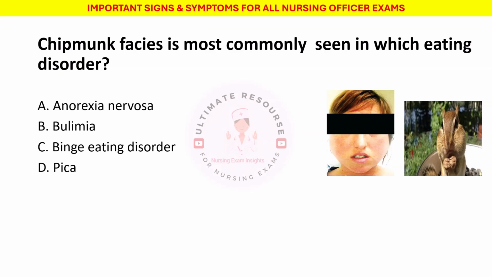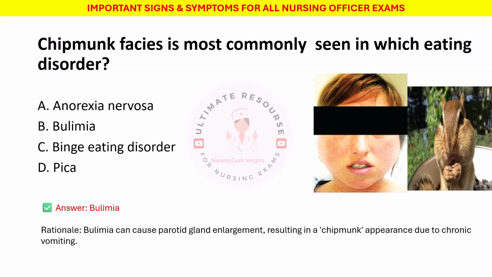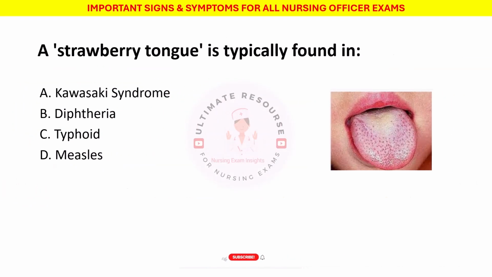Chipmunk facies is most commonly seen in which eating disorder? Options are A. Anorexia nervosa, B. Bulimia nervosa, C. Binge eating disorder, D. Pica. The answer is B. Bulimia. Bulimia can cause parotid gland enlargement, resulting in a chipmunk appearance due to chronic vomiting.